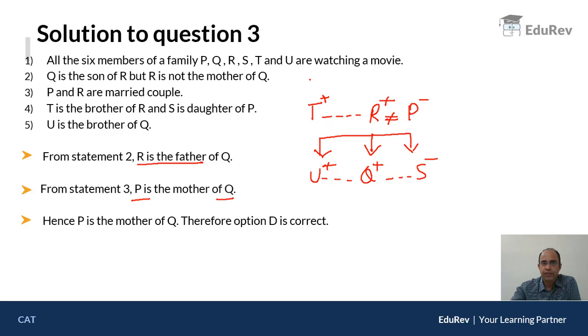Now, what all can we deduce from this family tree? We say that R and P are married couple. They have got three children, U, Q, and S. Out of them, two are sons and one is daughter. And T is the brother of R, or I can say T is the brother-in-law of P. Fine. I can also say T is the uncle, paternal uncle of U, Q, and S.